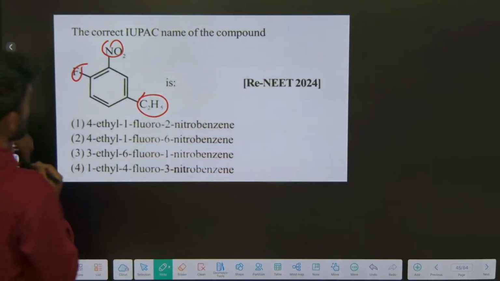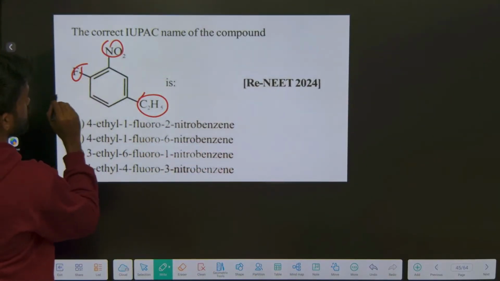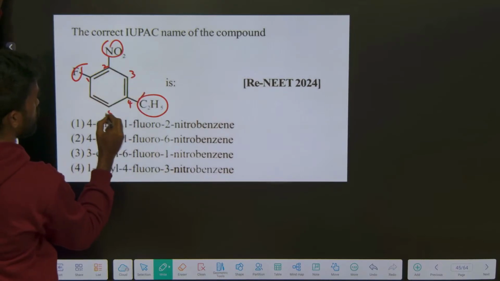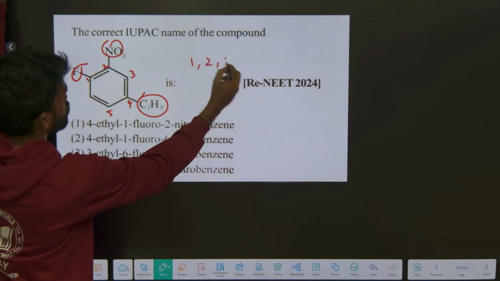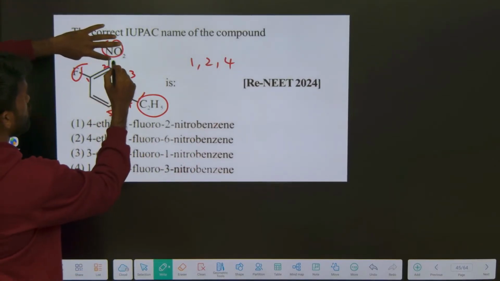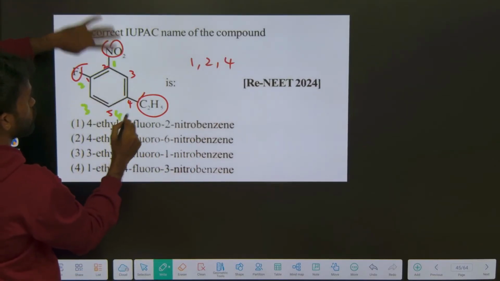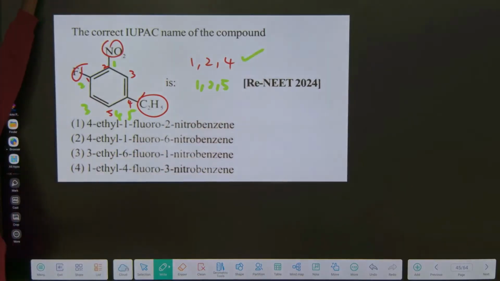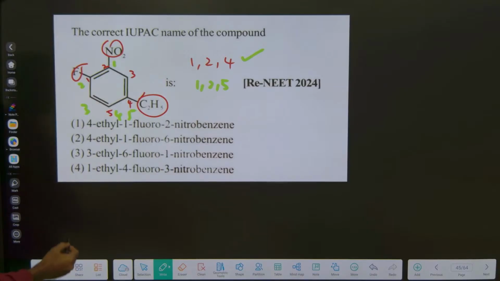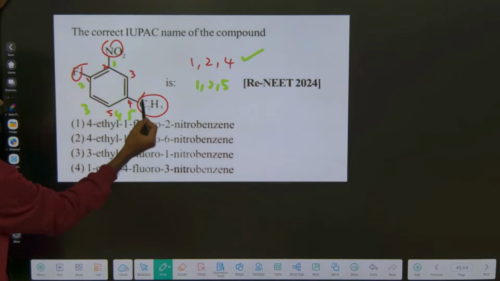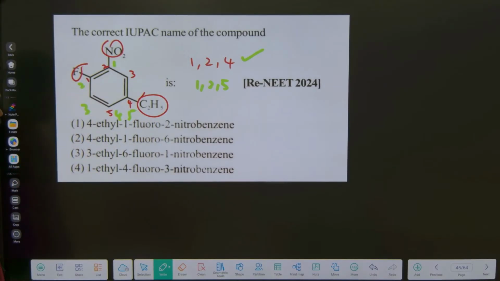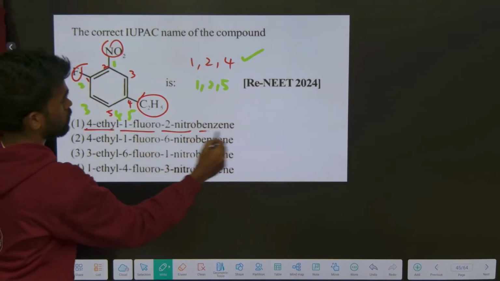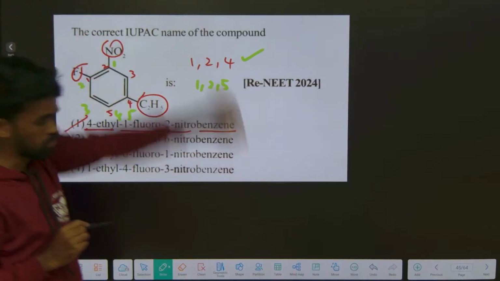So it means I can start from here. If I start from here, 1, 2, 3, 4, 5. So what are the substituents? 1, 2, 4. If I start from the other side, 1, 2, 3, 4, 5, so 1, 2, 5. So the first way is better. So it means F, N, E. Which comes first? Ethyl. E comes first. So 4 ethyl, 1 fluoro, 2 nitro benzene. Next.